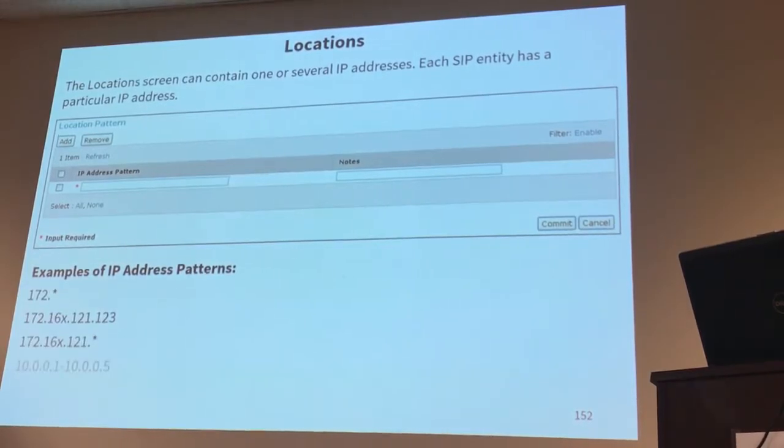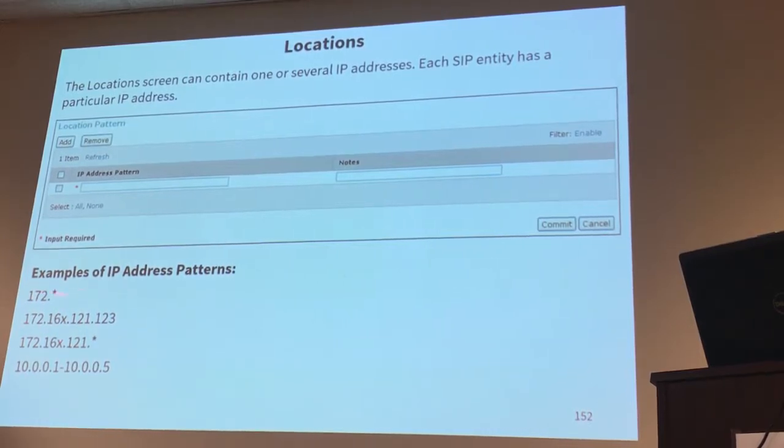Take a look at this. Here in this slide, we see the different options for IP address patterns. You could use star as a wildcard to specify the pattern, so it would be everything that starts with 172. You could use X or lowercase x as another wildcard, or a mix of those two wildcards. You could use an IP address range, from this IP address to this IP address.